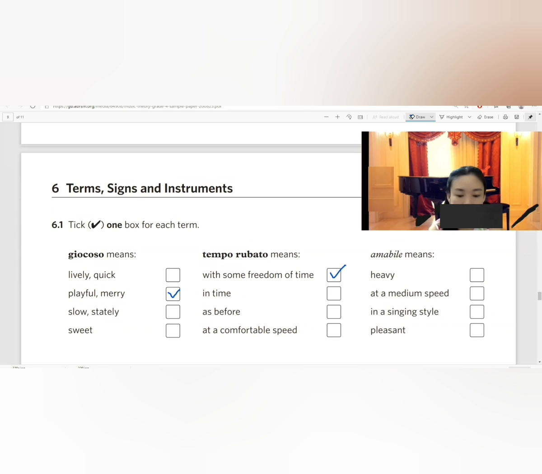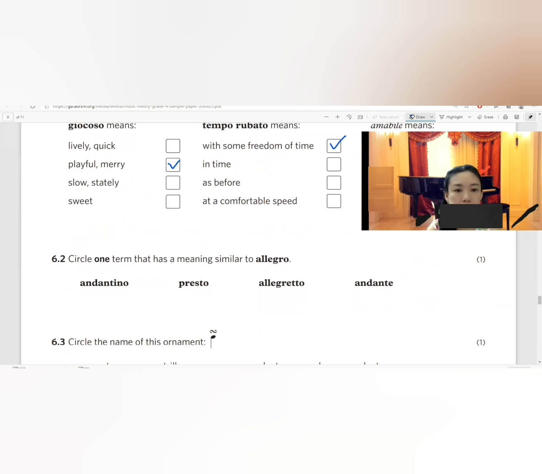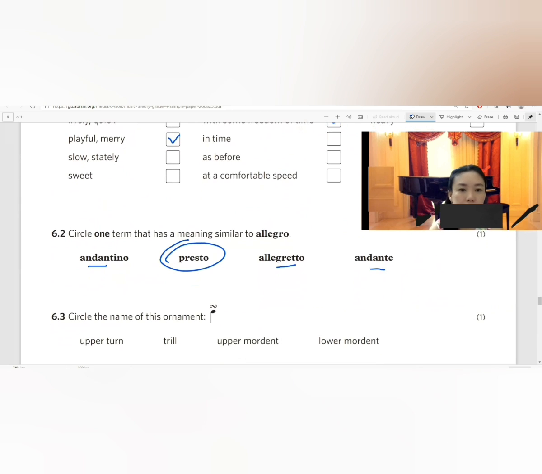Amabile is Italian. It means pleasant. So it's over here. Next one, the same meaning as allegro is presto. Adagio means moderate, the rest means moderate speed, so cannot. Only one is correct: presto.